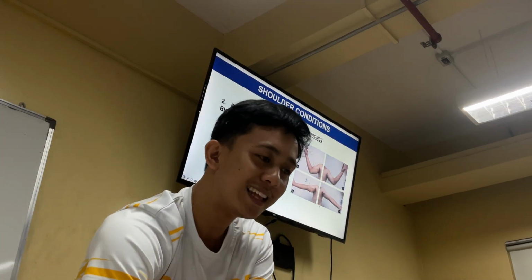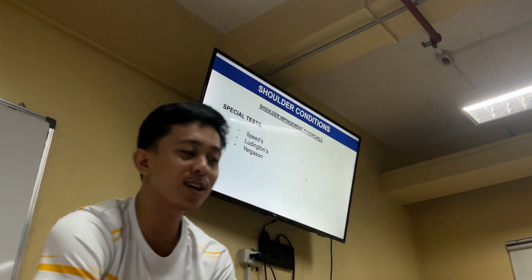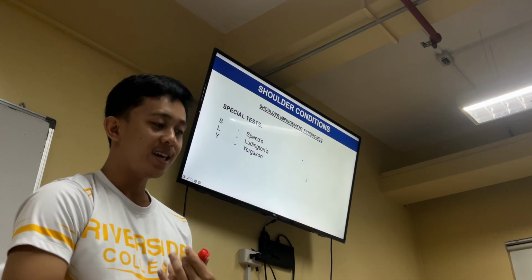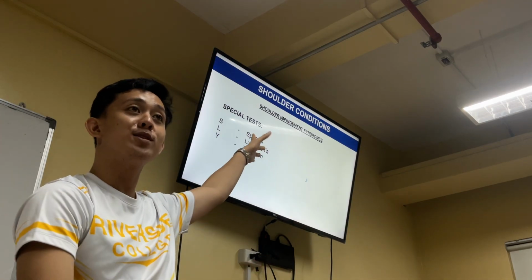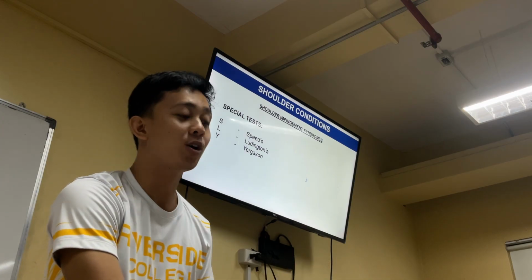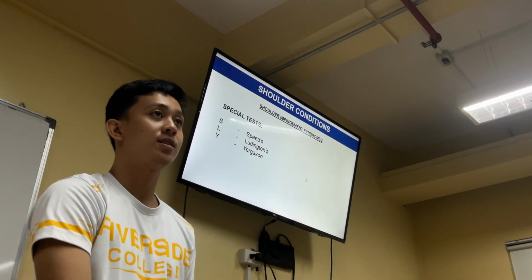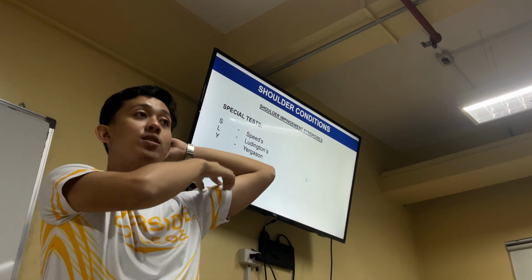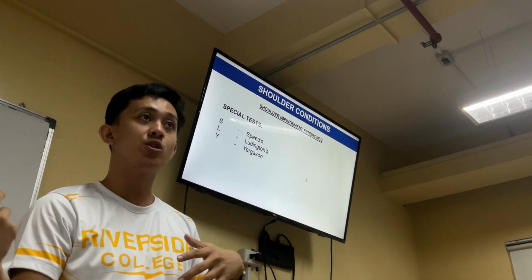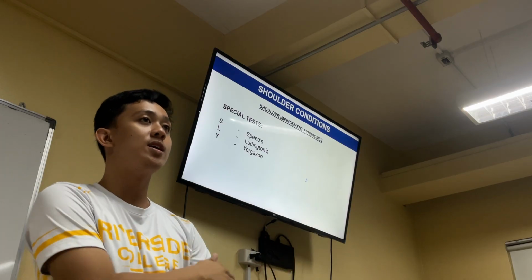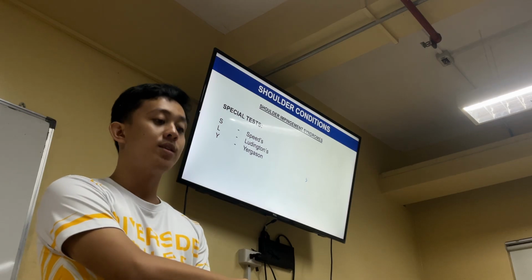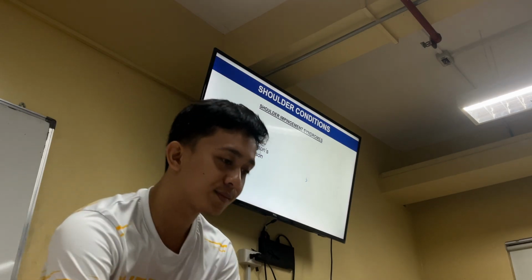So, special tests, we have your slide. Familiar? You know, we have your Speed's test, your Ludington's, and your Yergason's. Check the integrity if there is muscle contraction, especially which side is not contracting or is asymmetrical. And then Yergason's is at external rotation. You just resist. Yes. Perfect.